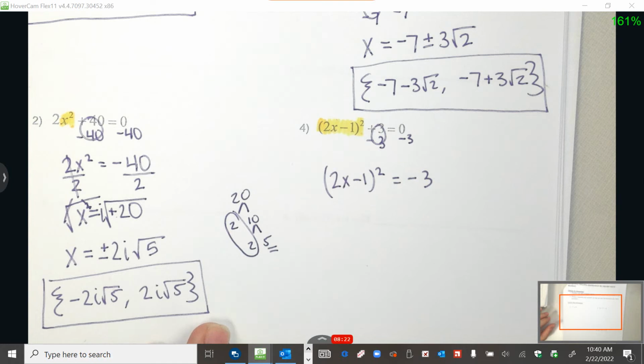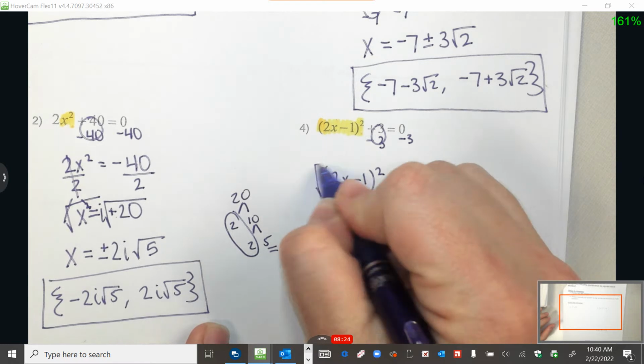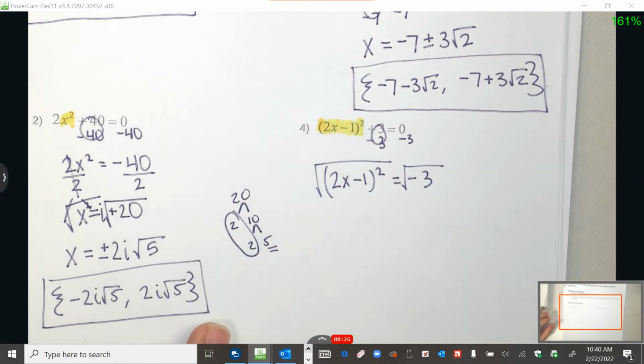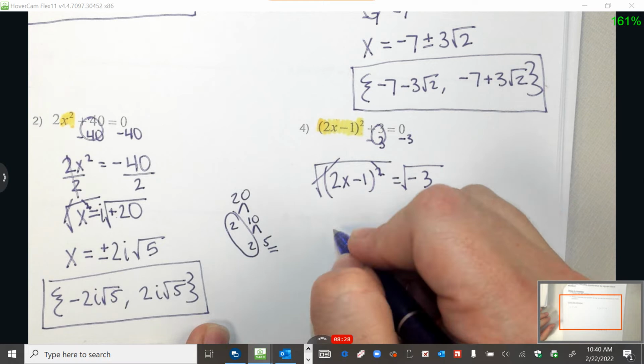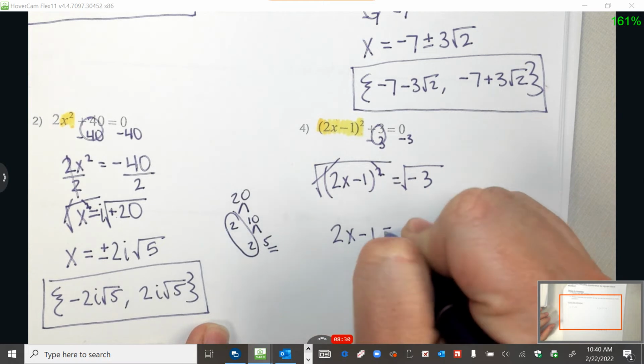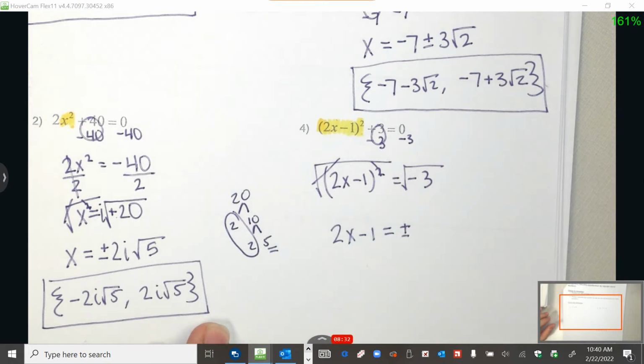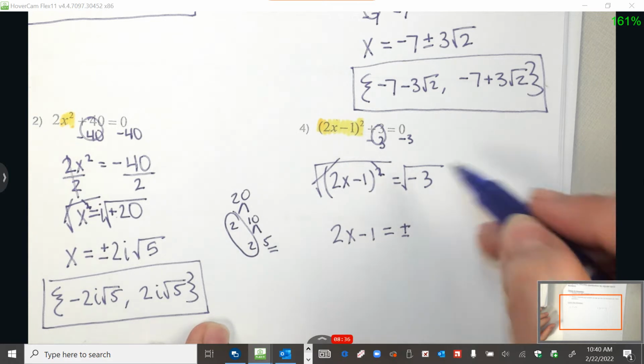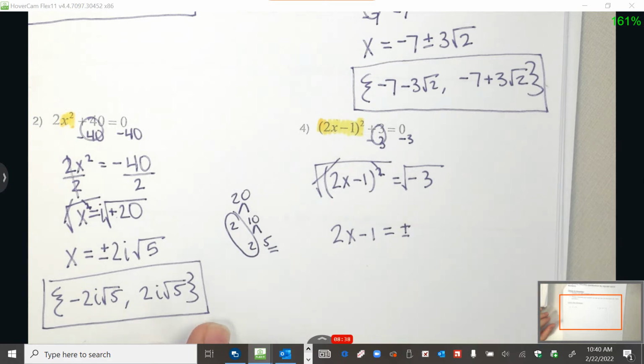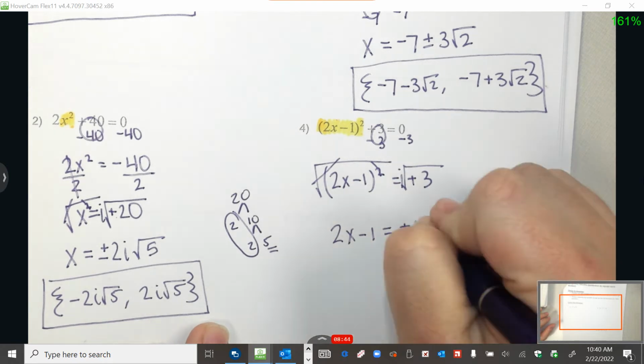What do I do? Square root both sides. Square root cancels the squared, and I get 2x minus 1 equals, always put a plus or a minus after that equal sign. Well, what happens with this square root of negative 3? I'm going to get an i, and it's going to be positive. Well, does the square root of 3 simplify? No, so I have i root 3.